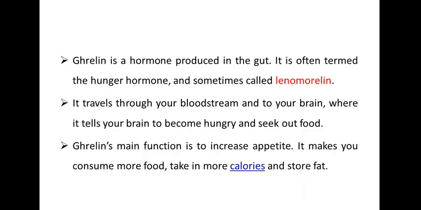Ghrelin is a hormone produced in the gut. It is also termed the hunger hormone, and sometimes called lenomorelin. It travels through our bloodstream to the brain, where it tells the brain to become hungry and seek out food. Ghrelin's main function is to increase appetite, making us consume more food, take in more calories, and store them in the form of fat.